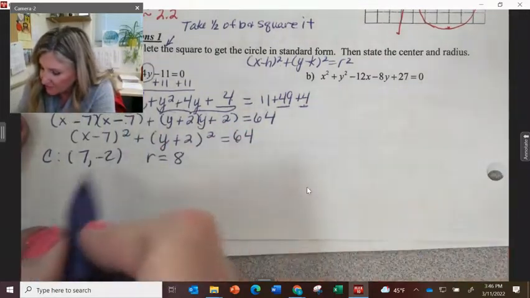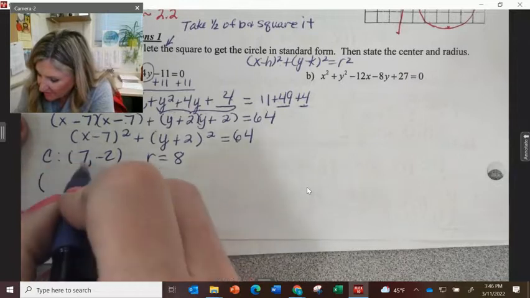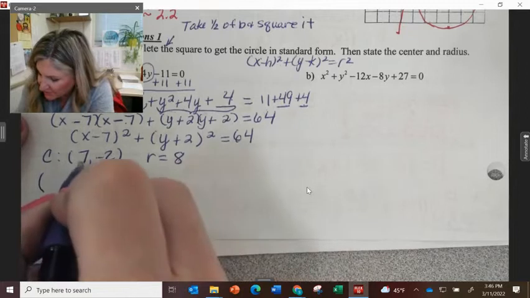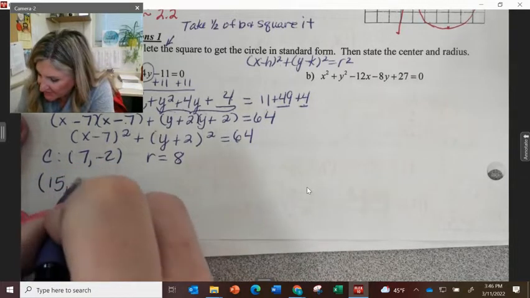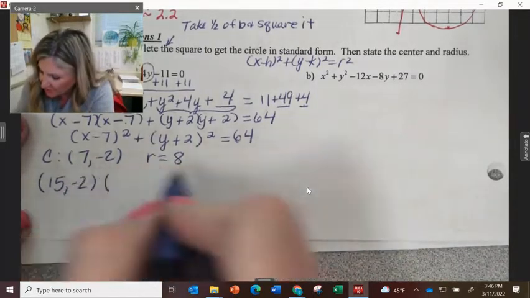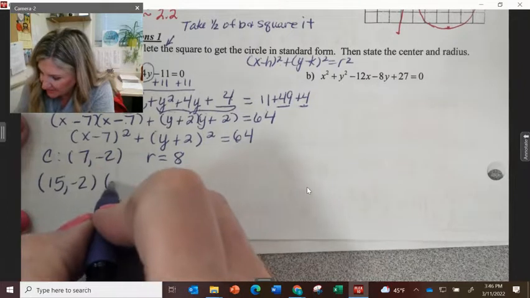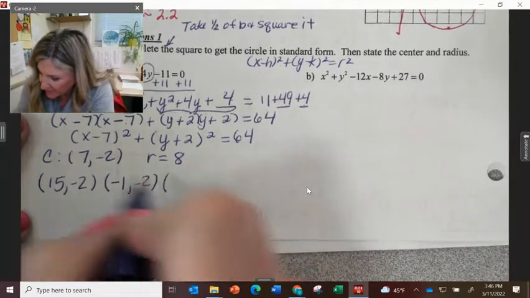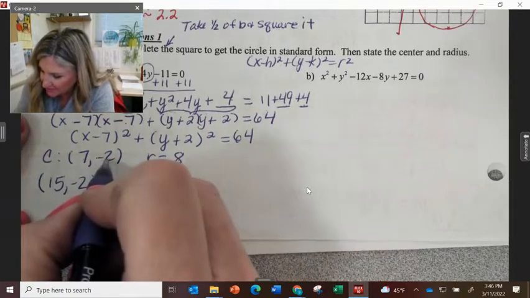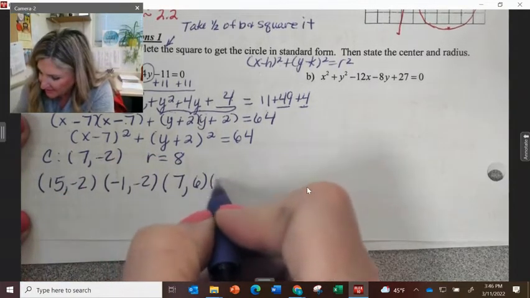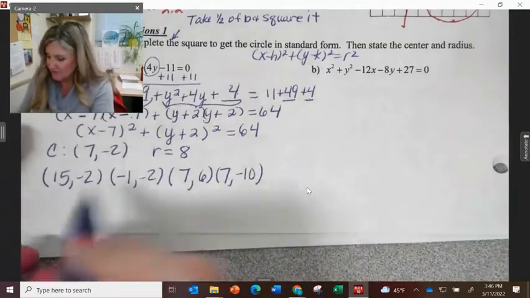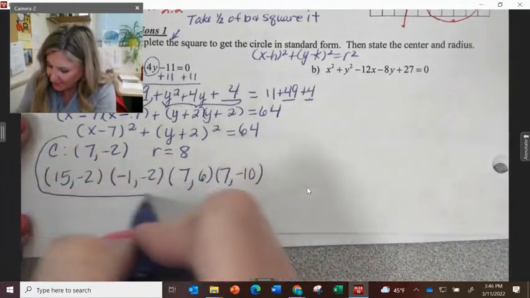I want to also find my 4 other points. 8 units to the right of 7 gives me 15, negative 2. That would be one of the points on the circle. My other point, let's go to the left 8 from the 7: negative 1, negative 2. Now the 7 is going to stay the same, and I'm going to go up 8. That changes my y value. And finally, the 7 stays the same, and I go down 8. These are my 4 points that I get when I graph this circle.